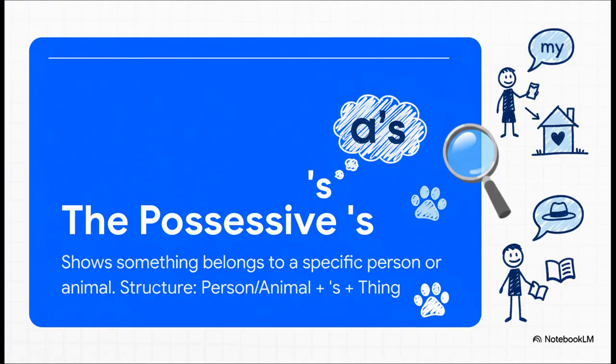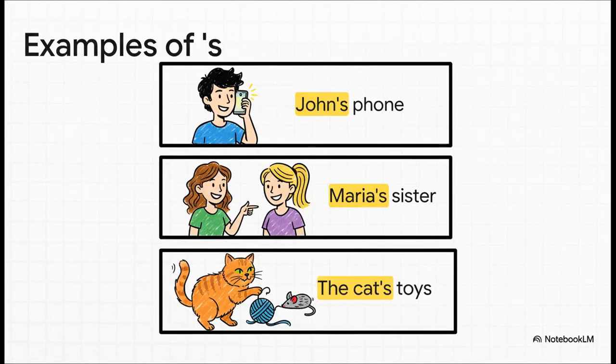Seriously, you just take the owner's name, you pop an apostrophe S on the end, and then you say the thing they own. That's the formula. Owner, apostrophe S, thing. Done. So, for example, we're not just saying it's his phone. No, we're being specific. It's John's phone. We're not talking about just any sister. We're talking about Maria's sister. And yeah, as you can see, it works for animals too, like the cat's toys. It's all about naming that specific owner.